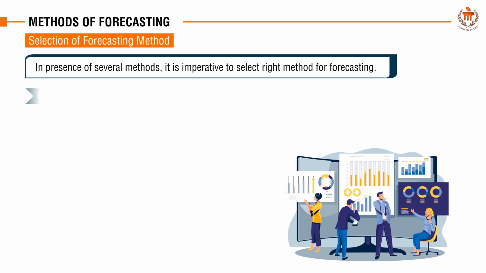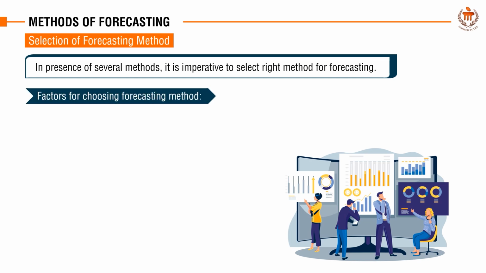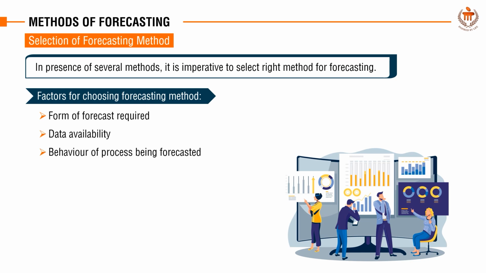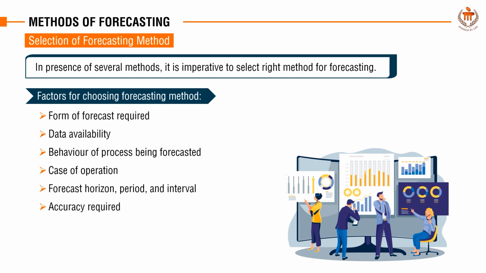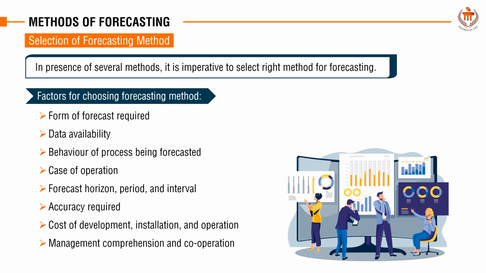The following are the factors on which the choice of forecasting method is based. Form of forecast required. Data availability, behavior of process being forecasted, ease of operation. Forecast horizon, period and interval, accuracy required, cost of development, installation and operation, management comprehension and cooperation.